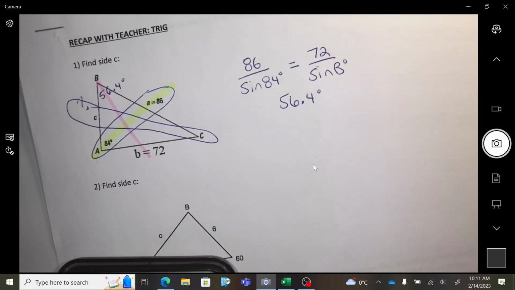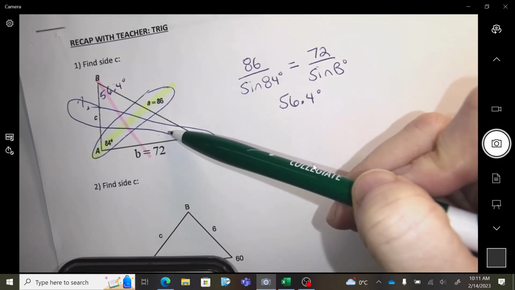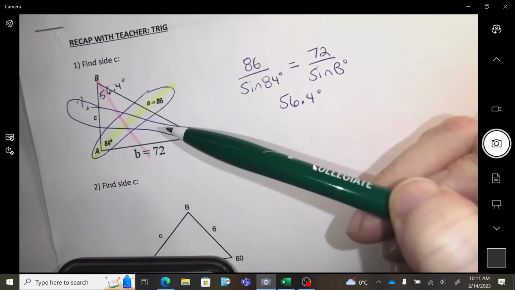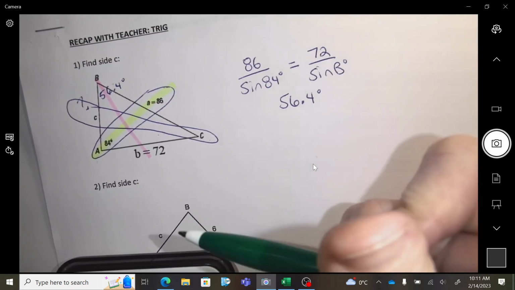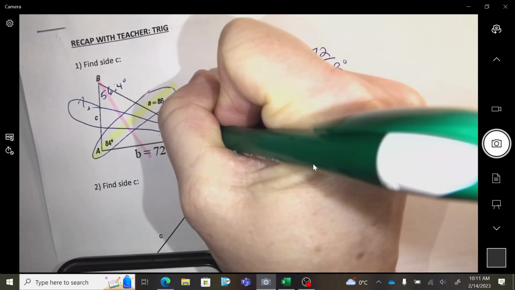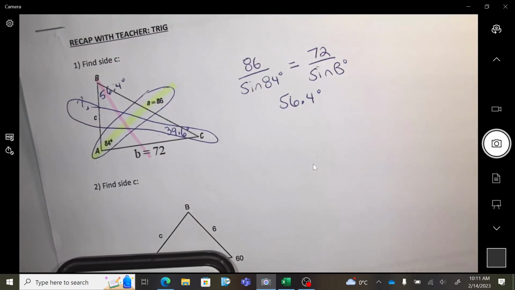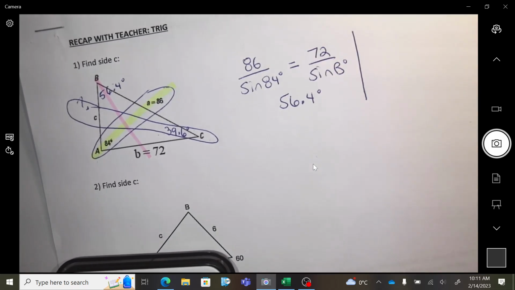Okay, now I know the two angles. That means I could figure out the third one on my own. So 180 minus gets you the other angle, the missing one. So you have to repeat again. You got to do sine law twice.